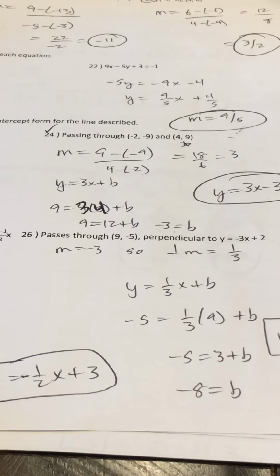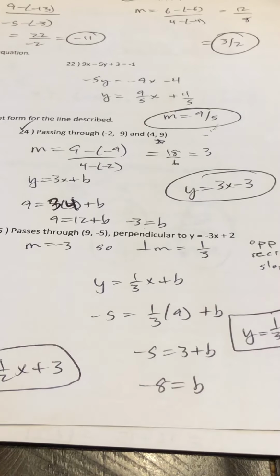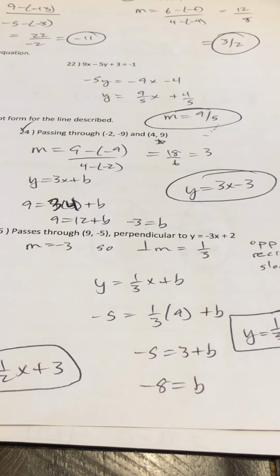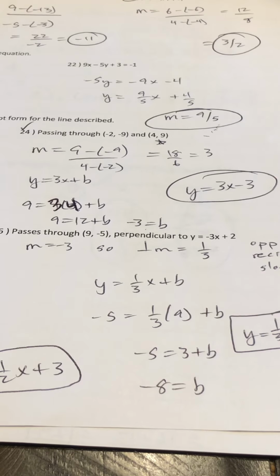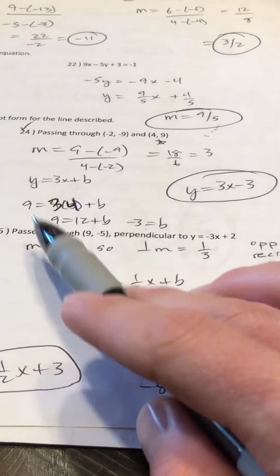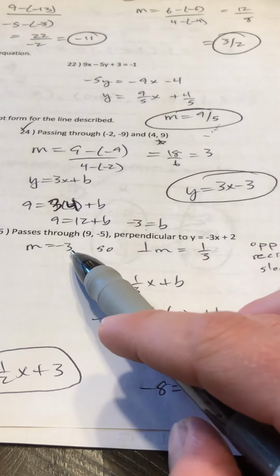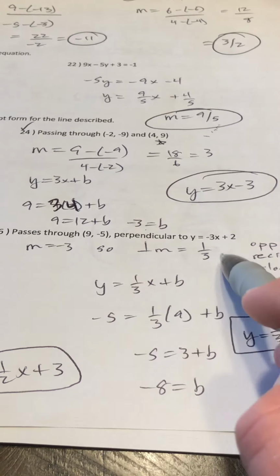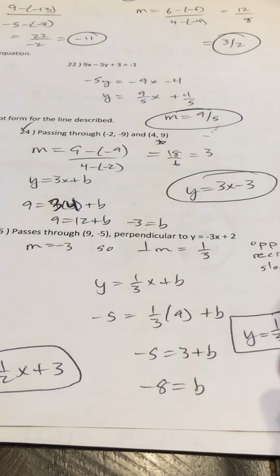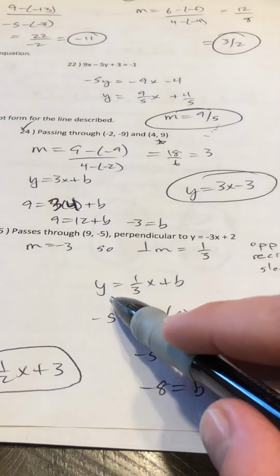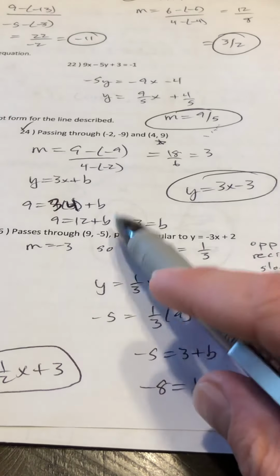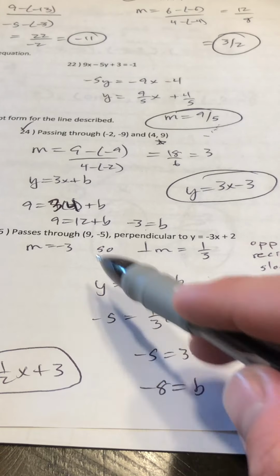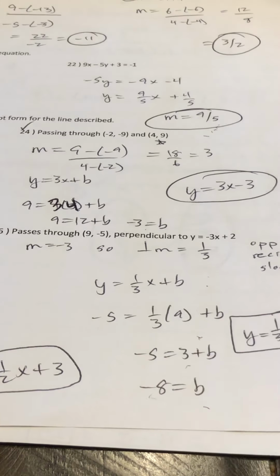Passes through 9, negative 5, perpendicular to y equals negative 3x plus 2. So, perpendicular lines have opposite reciprocal slopes. So if your current slope is a negative 3, first off, the opposite of that is 3, and then flip it. 3 over 1 flipped is 1/3. That's the opposite reciprocal of negative 3. Y equals 1/3 x plus b. I'm plugging negative 5 in for y, 9 in for x. You get a y-intercept of negative 8.